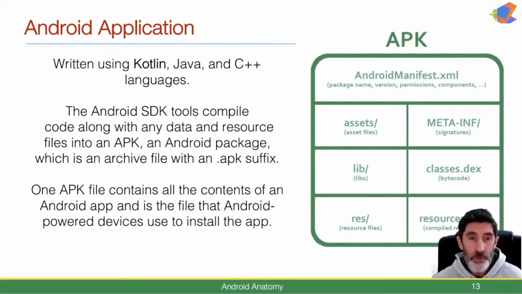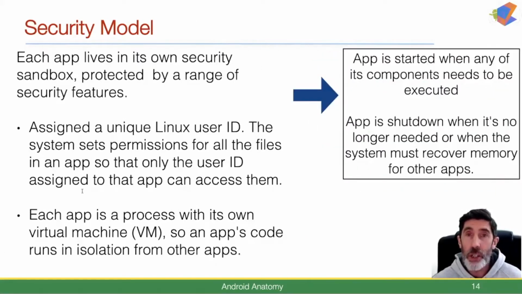Just to continue on, let's talk a little bit about the security model, okay? Each app lives in its own security sandbox, protected by a range of security features, okay? It's assigned a unique Linux user ID, so the system sets permissions for all the files in an app so that only the user ID assigned to that app can access them. Each app is a process with its own virtual machine, its own VM, so an app's code runs in isolation from other apps, and that has its pros and cons, okay?